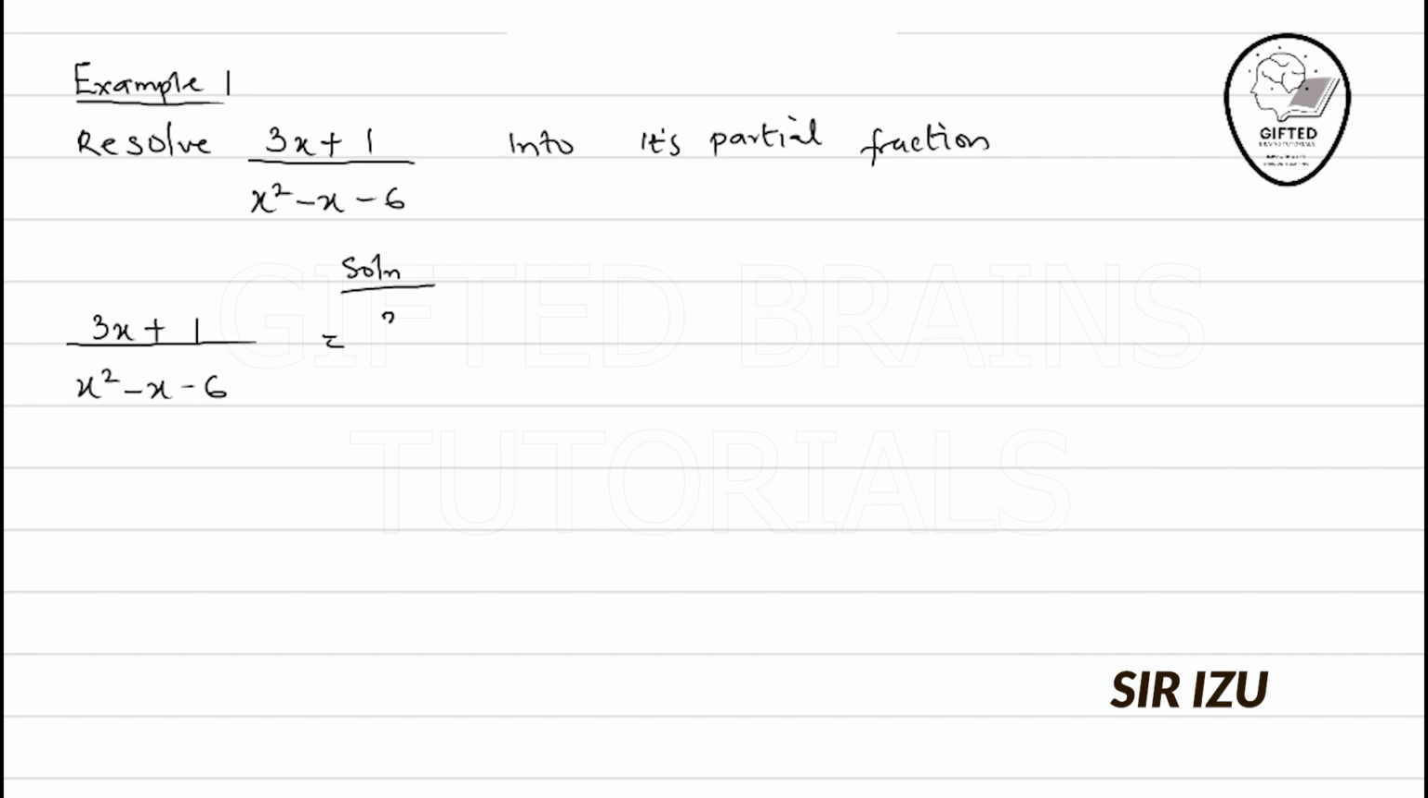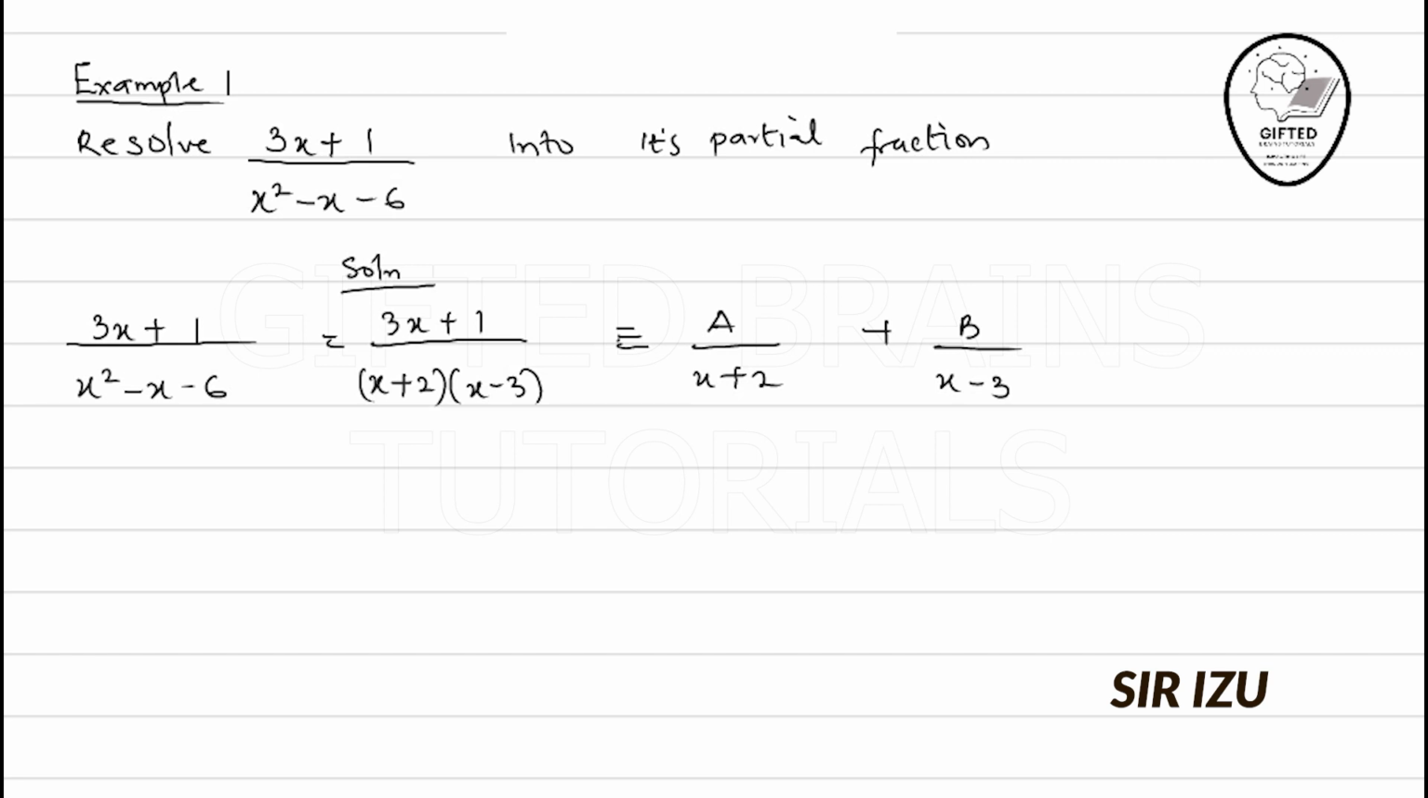First of all, the numerator is 3x plus 1. On factorizing the denominator, we have (x plus 2) in brackets times (x minus 3). This is what I will have. Now, after this, the next thing to do is to separate it using rule 2 into every linear factor. So this will give me a over x plus 2, plus b over x minus 3.